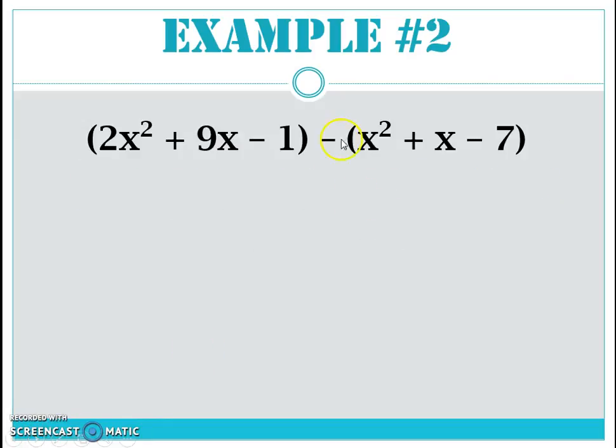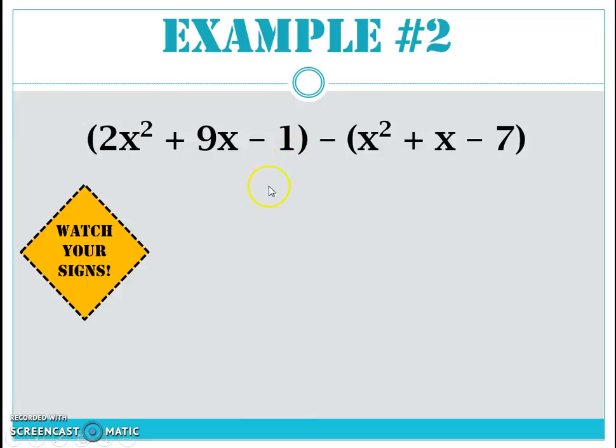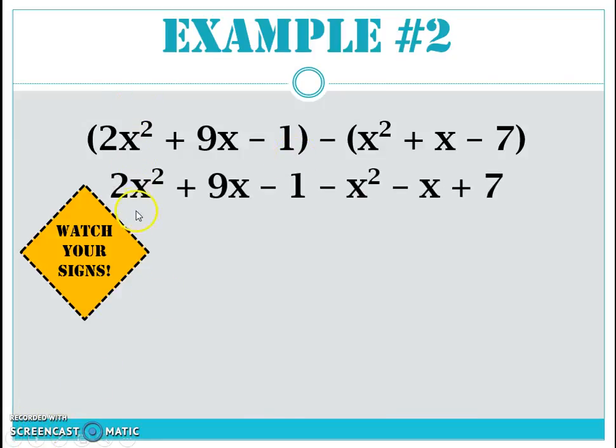Now this one has subtraction in the middle, but you need to be really careful because that's like a negative 1. You need to make sure you watch your signs here. You're going to just drop the parentheses out of the first set, but then distribute a negative 1 in the second set. So here we just drop the parentheses, and then we did negative 1 times x squared is negative x squared. Negative 1 times a positive 1 is a negative 1x. And a negative 1 times a negative 7 is a positive 7.